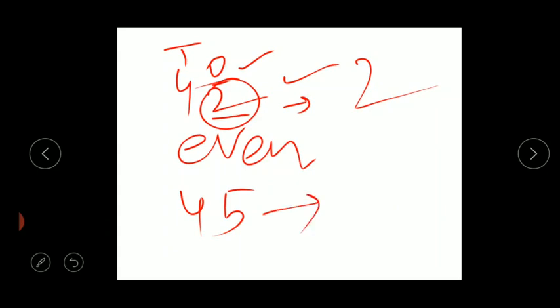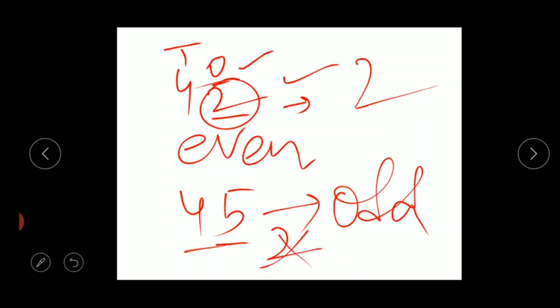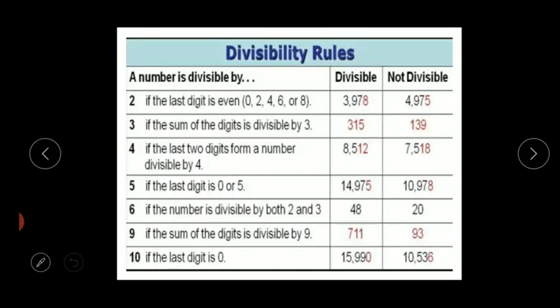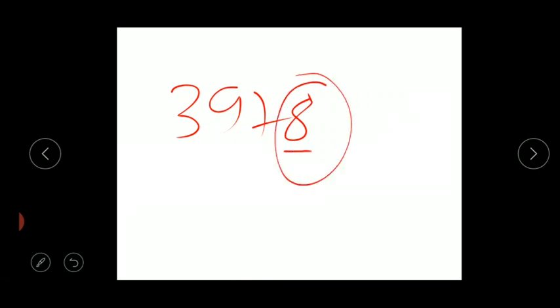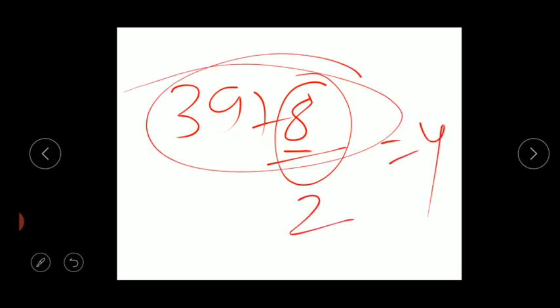You can directly say that in the unit position 5 is there, and 5 is an odd number, so 2 cannot divide 45. This is the way to check whether 2 can divide any number. Suppose you have 3978. Can this number be divided by 2? Yes, because in the unit position you have the even number 8, which is divisible by 2, since 2 fours are 8. So the whole number 3978 can be divided by 2.